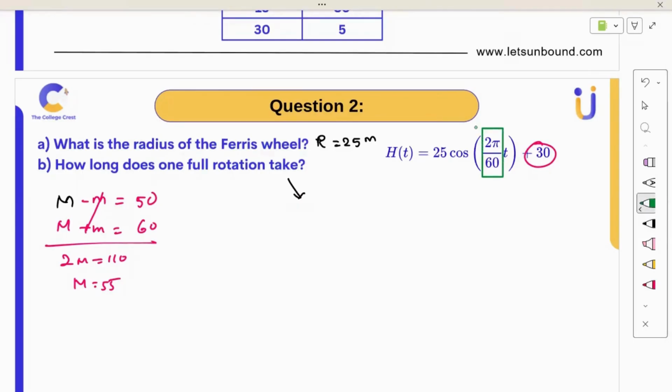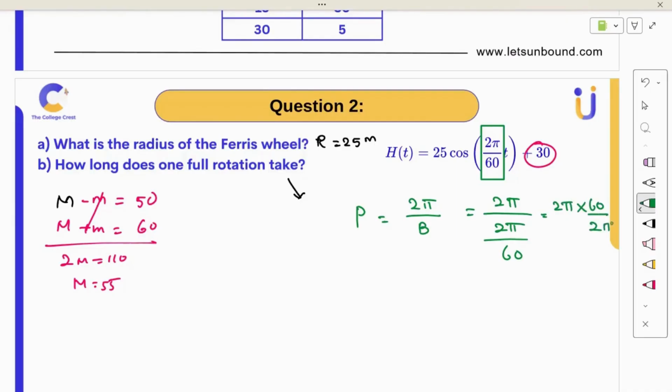Generally, B should be 1, right? But here it's 2 pi by 60. So, of course, there is a change in period and we can find it. How will you find the new period? New period is 2 pi by B, right? So, 2 pi divided by 2 pi by 60. You will get 2 pi times 60 by 2 pi and cancel out the 2 pi's.